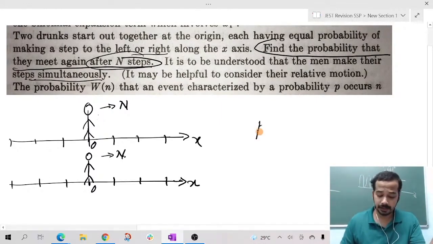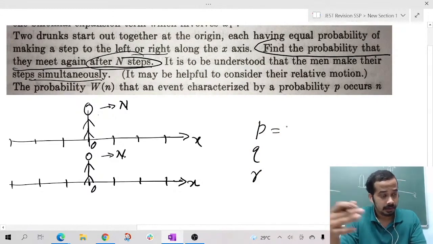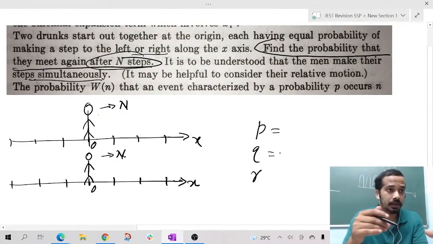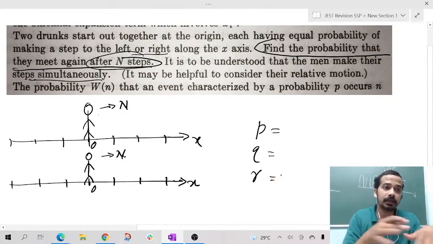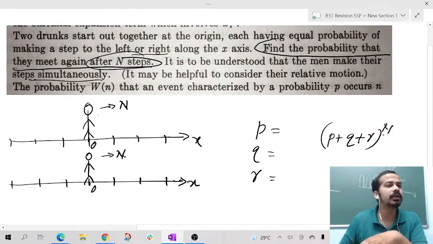He defined P, Q, R: the probability that they go away from each other when they take one step simultaneously, the probability that they move toward each other when they take a simultaneous step, and the probability that they maintain a constant distance. He's going to take a trinomial distribution, (P plus Q plus R) whole power n, but that is too lengthy.